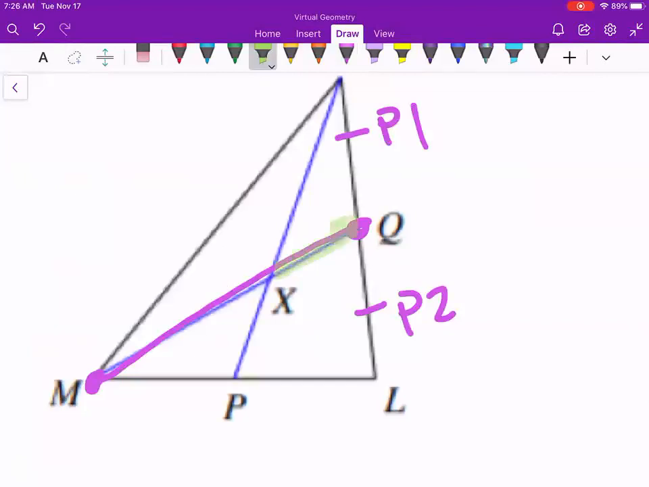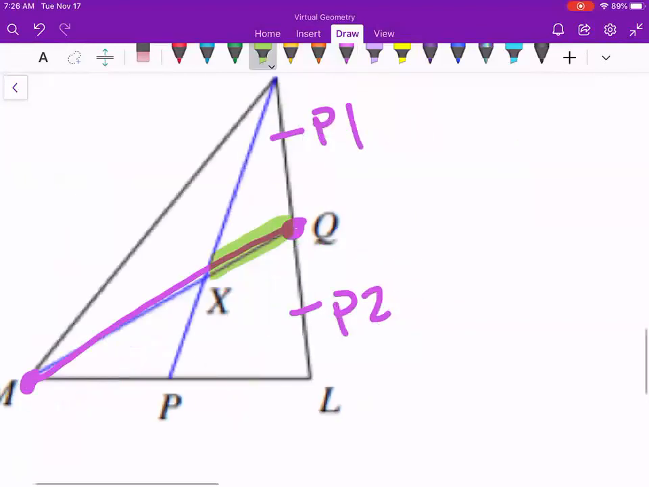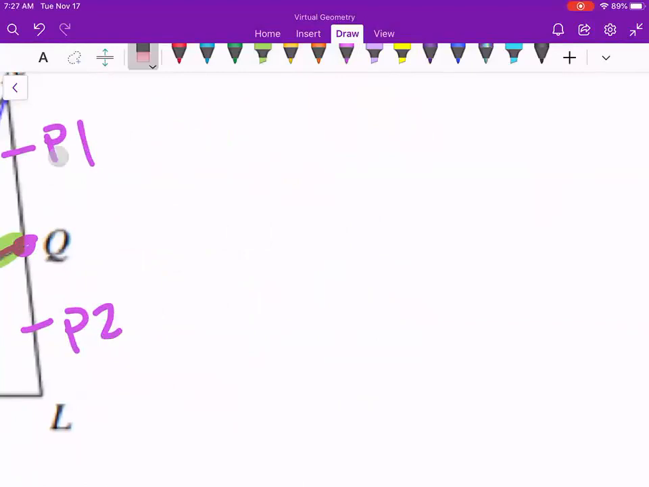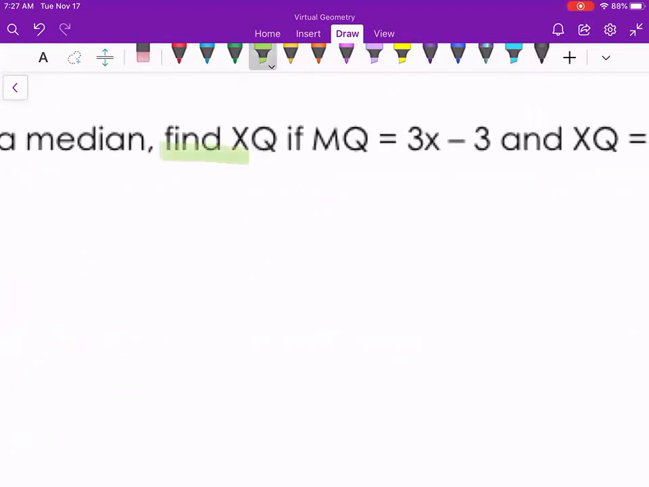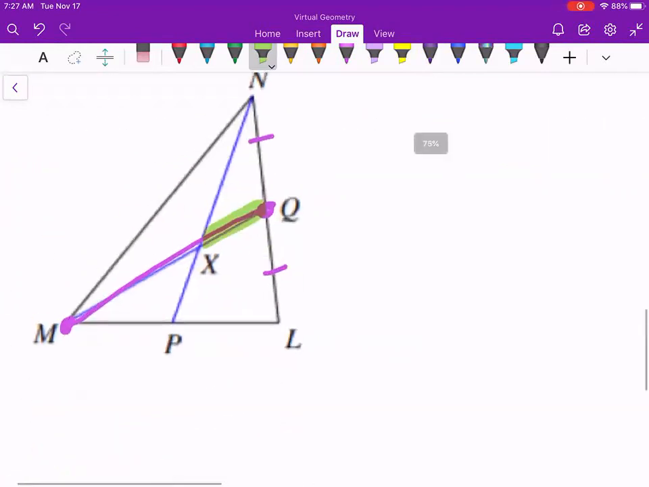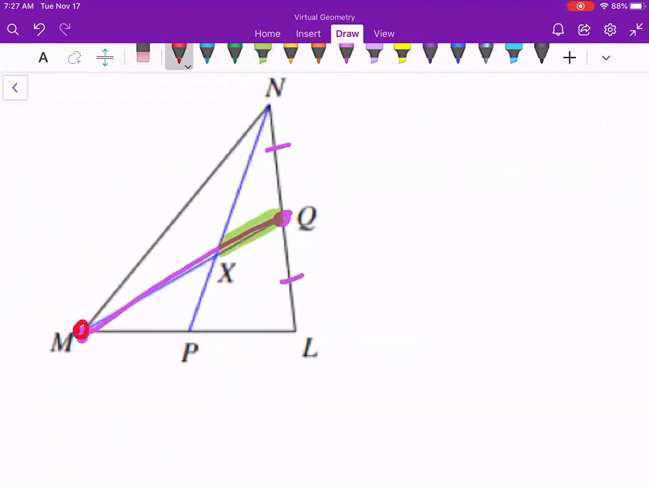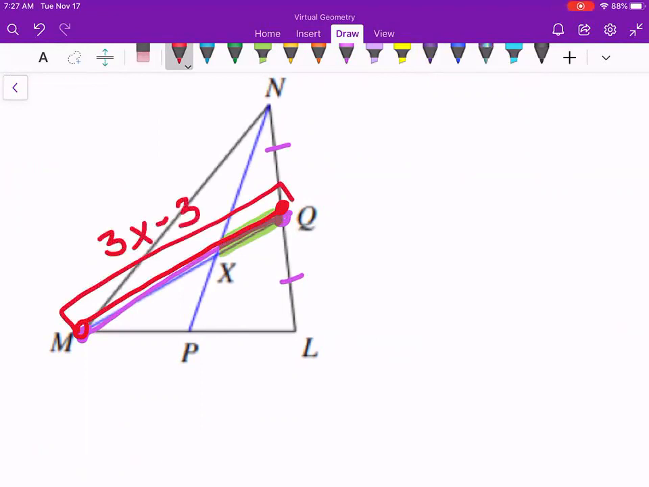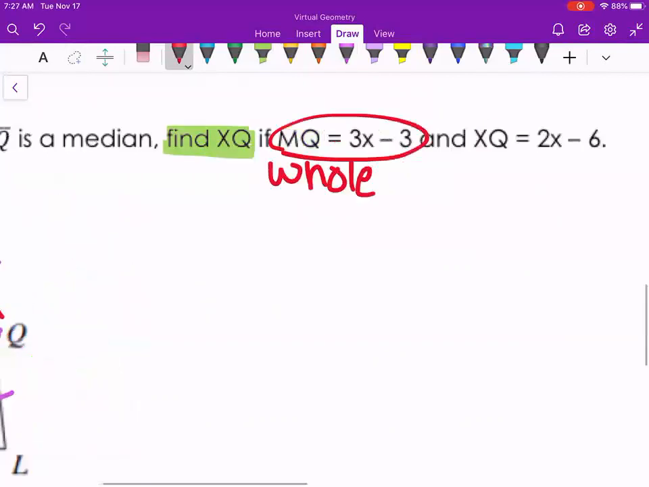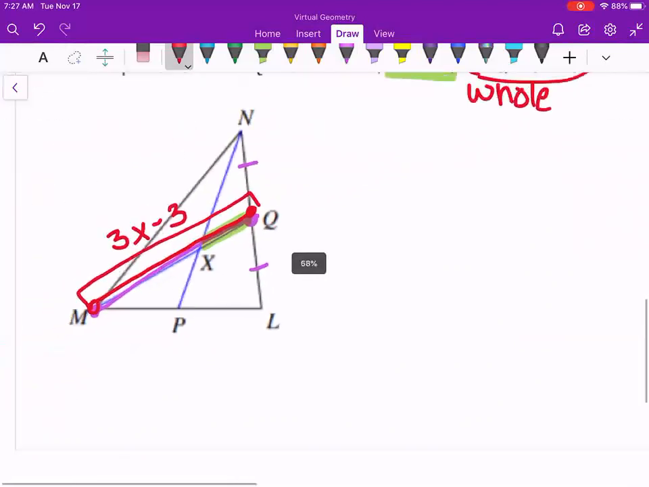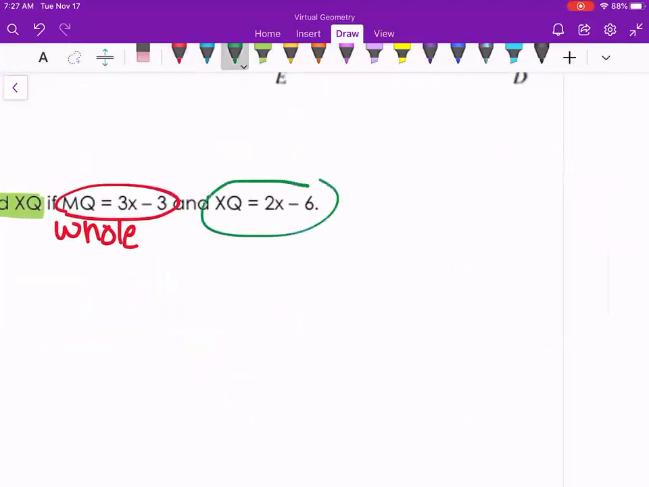All right, so XQ is a short part. So it doesn't look like I'm going to need the part 1 and part 2s. So find XQ. If M to Q is 3x minus 3, so what is M to Q? M to Q is the whole entire way. And X to Q, 2x minus 6. Okay, well, X to Q is the short.